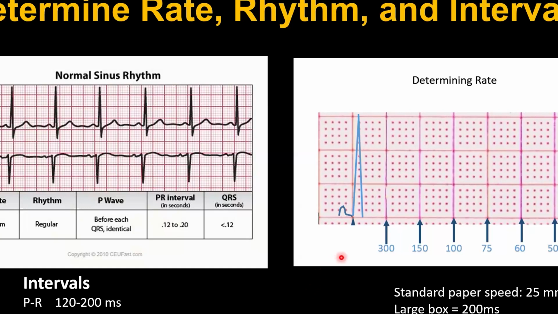You can estimate heart rate, because the standard paper speed is 25 millimeters a second. So if you mark off one part of a QRS complex, as shown here, and the next QRS is here, that's a rate of 300, 150, 100, 75, 60, 50, 43. So if we go over here, we can count the heart rate here. 300, 150, 75. So the heart rate illustrated here is 75 beats per minute.